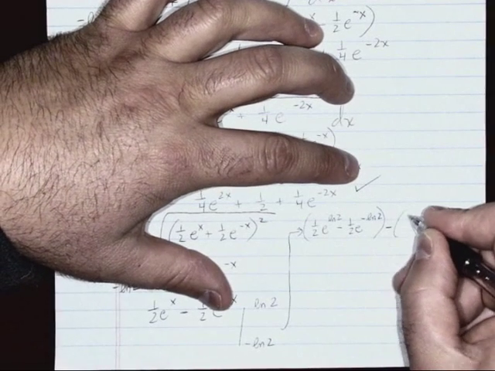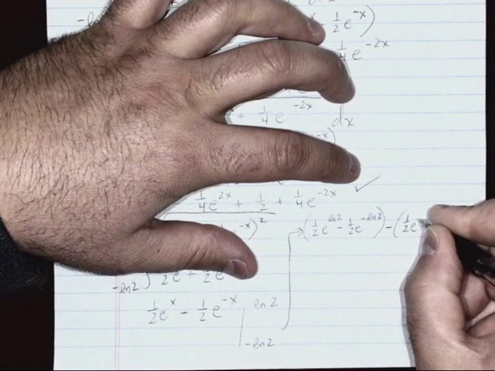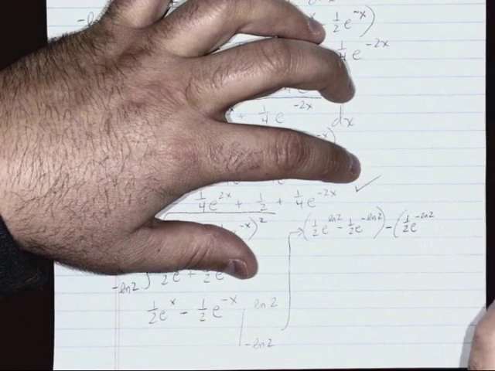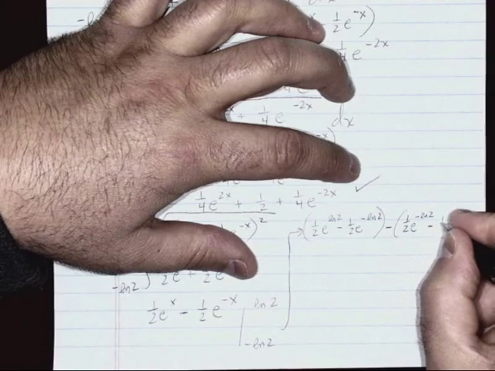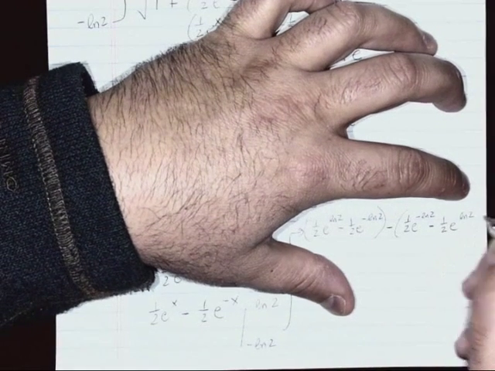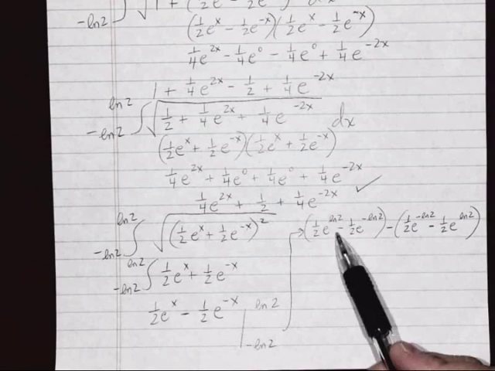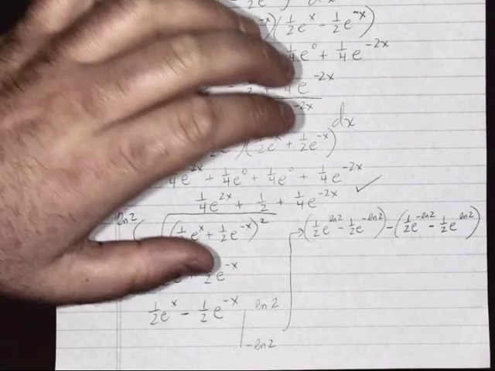minus 1/2 e to the negative ln of 2 minus 1/2 e to the ln of 2, since those two negatives will make a positive there. So I'm just plugging in my definite integrals here, and doing some arithmetic to clean this up. So we know e and ln are going to cancel, so this is basically going to give me 2, and 2 times 1/2 is 1.